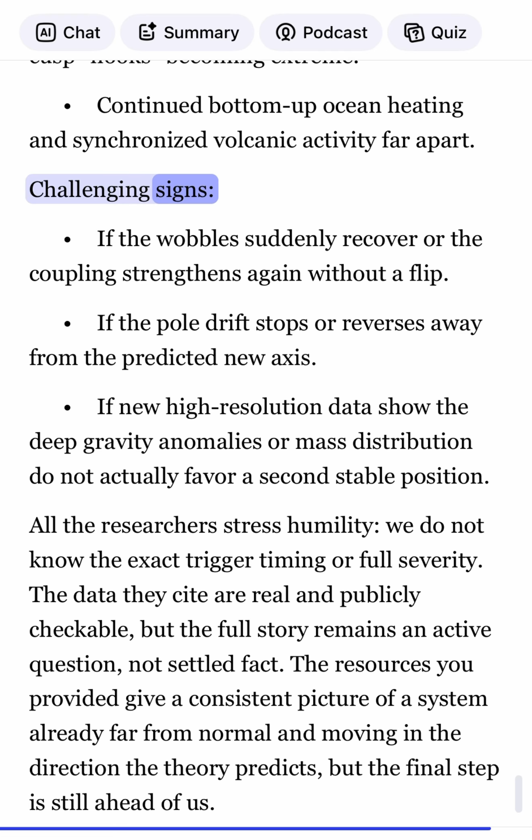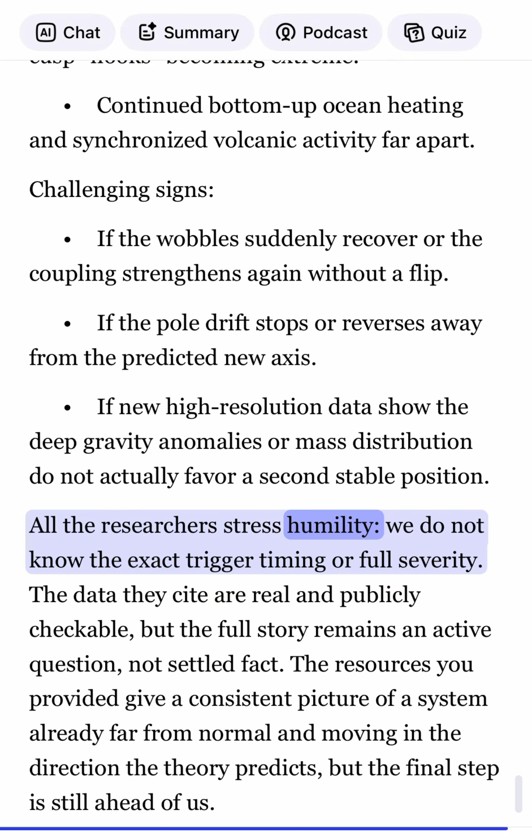Challenging signs: if the wobbles suddenly recover, or the coupling strengthens again without a flip. If the pole drift stops or reverses away from the predicted new axis. If new high-resolution data show the deep gravity anomalies or mass distribution do not actually favor a second stable position.